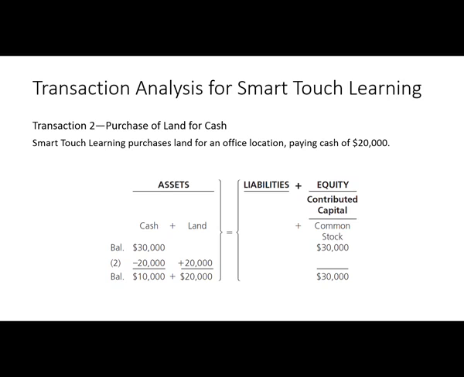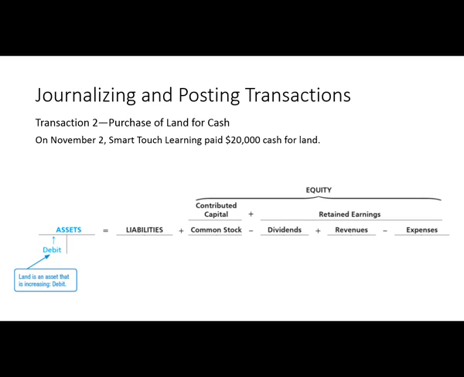Transaction 2, purchase of land for cash. This is what we did in chapter 1. You saw down here on line 2, minus 20,000 in cash and plus 20,000 in land. So we had both parts of the transaction on the asset side of the equation. This is going to be a little bit different. In the first transaction, we had a cash debit because cash went up. But in this case, cash is not going to be debited because cash is going down. There is an asset that's going to be debited, and that's the land account. Land is the asset that's increasing, and it's going to be debited.